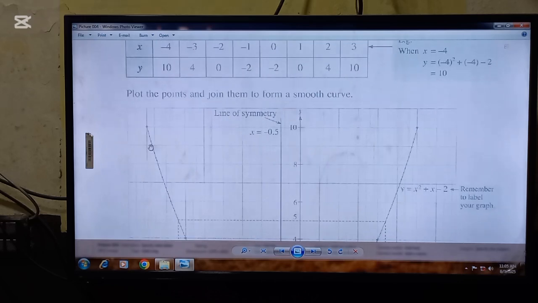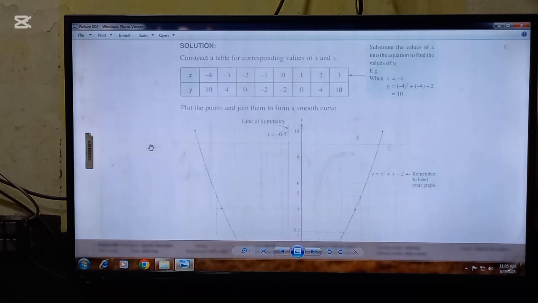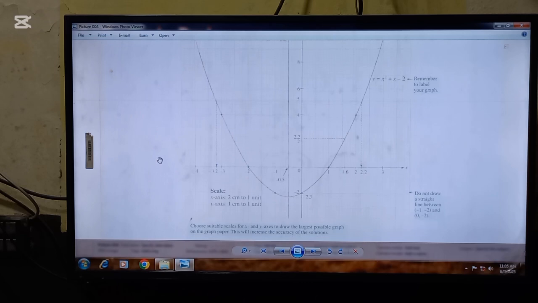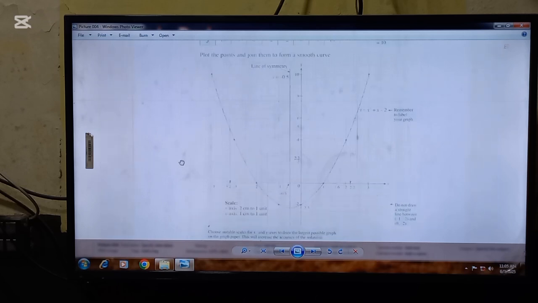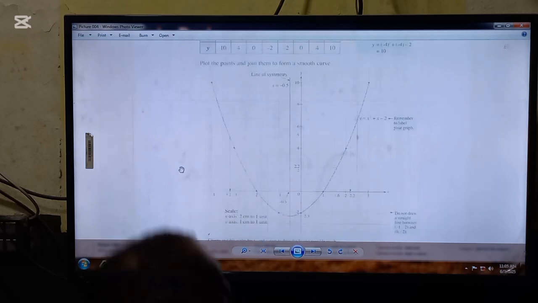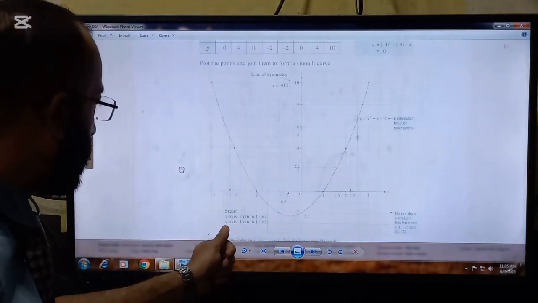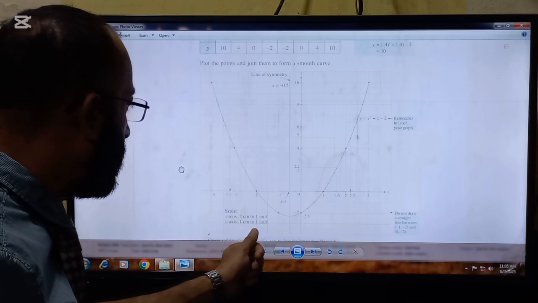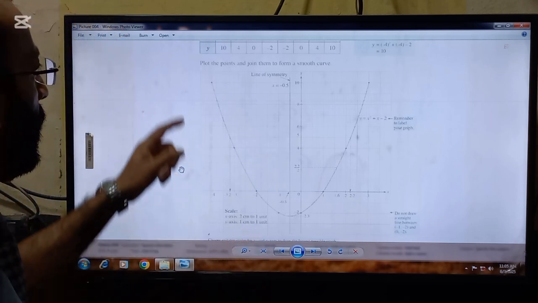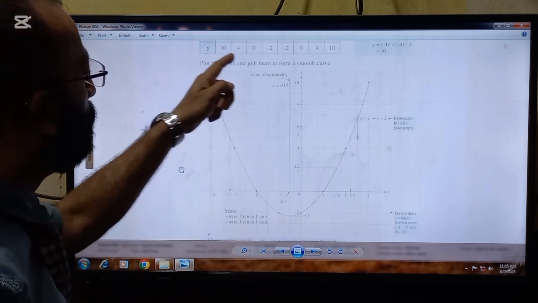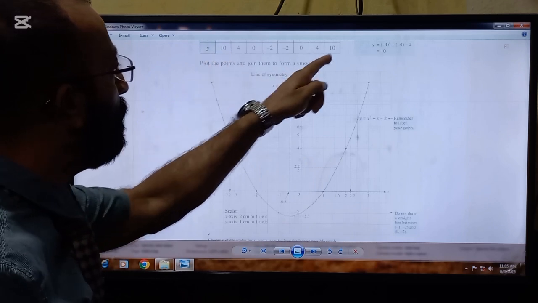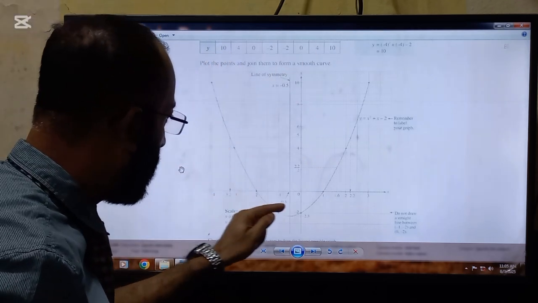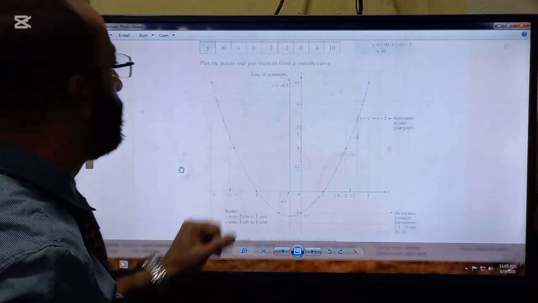Next step will be choose a suitable scale. So here is the suitable scale that we have chosen, that is x-axis is 2 centimeters to 1 unit, y-axis is 1 centimeter to 1 unit. Next step is we are going to plot these values which we have made in the table on the graph paper. So these are the dots which are representing the values.